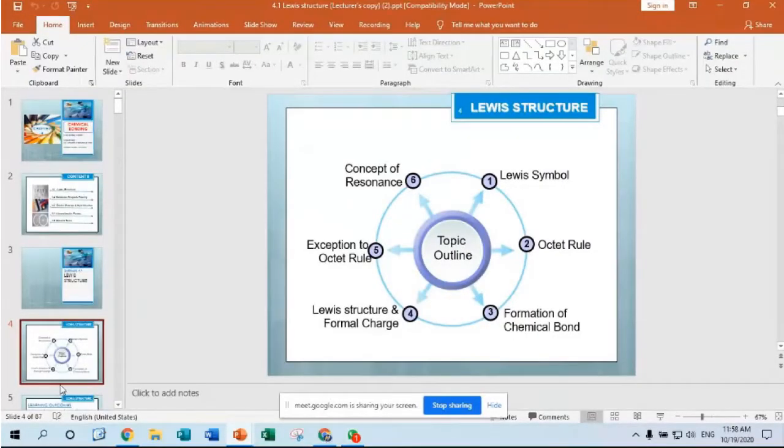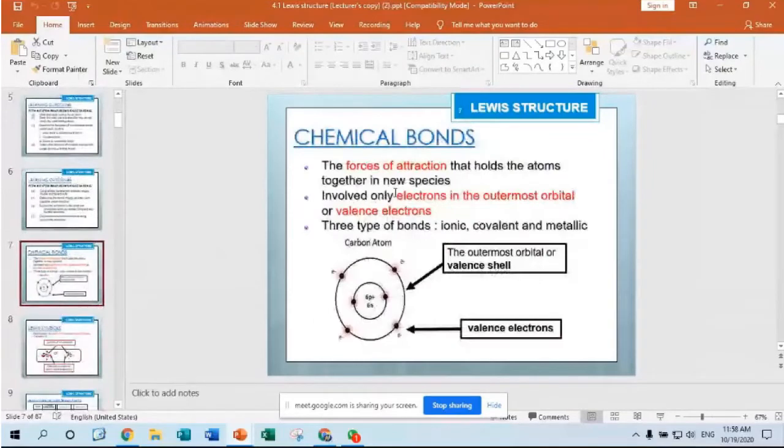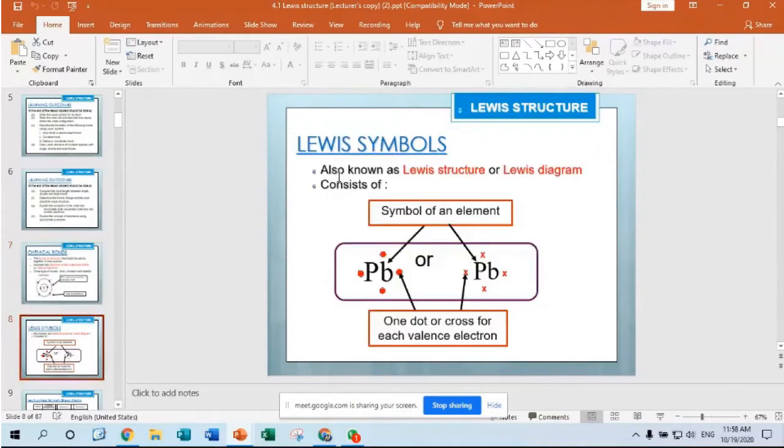1.1 part that you need to know. Okay, just very fast, we go for here. What is chemical bond? Force of attraction that holds the atoms together in a new species. So normally we look at the valence electron. And then you must know what is Lewis symbol or Lewis dot symbol.